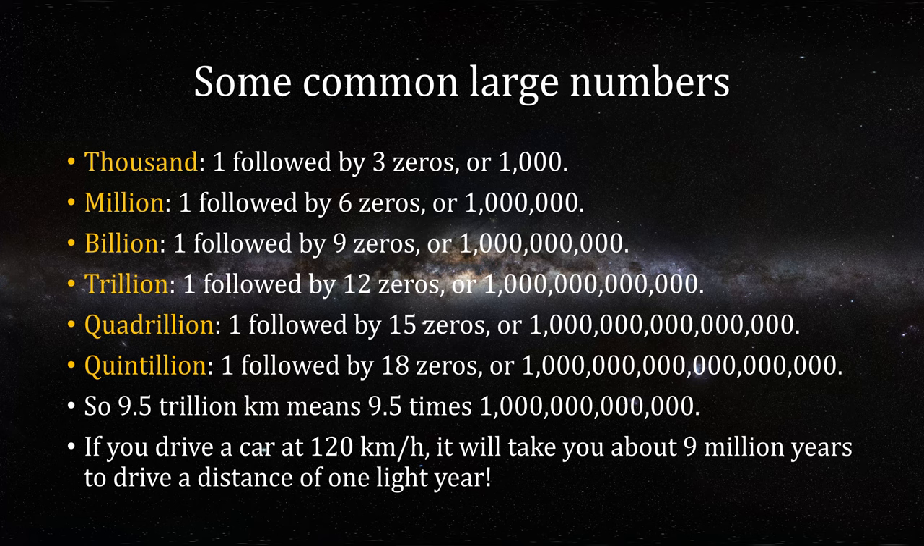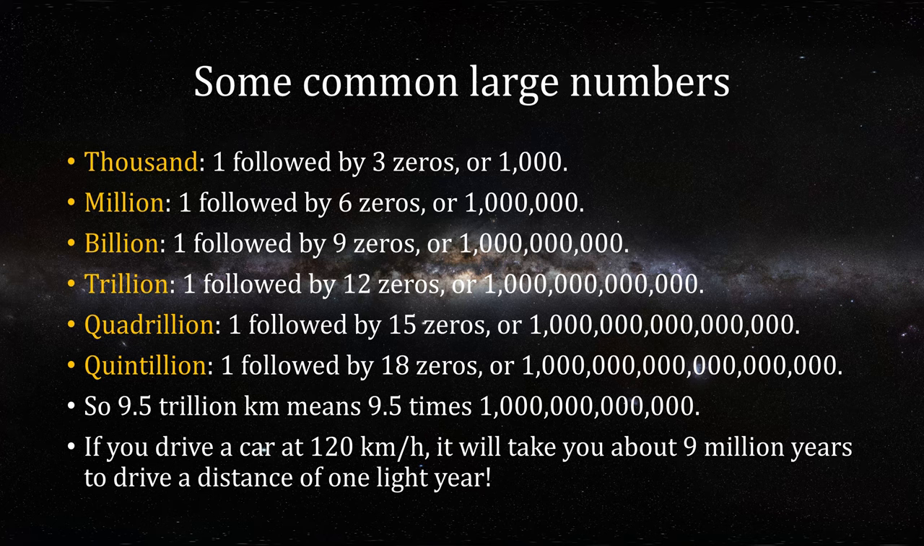Now, just in case you're not sure what a trillion is, let me just review some common large numbers here. So 1,000 is 1 followed by 3 zeros. 1,000,000 is 1 followed by 6 zeros. 1,000,000,000 is 1 followed by 9 zeros. 1,000,000,000,000 is 1 followed by 12 zeros. And we also have larger numbers than that. We have quadrillion, which is 1 followed by 15 zeros. And quintillion, which is 1 followed by 18 zeros. And there are even larger numbers that I'm not going to mention right now.